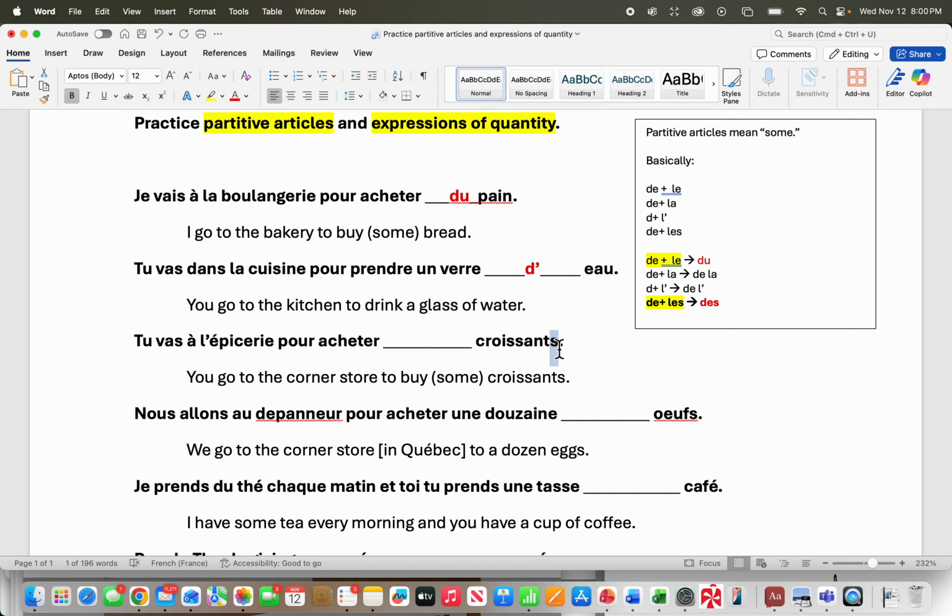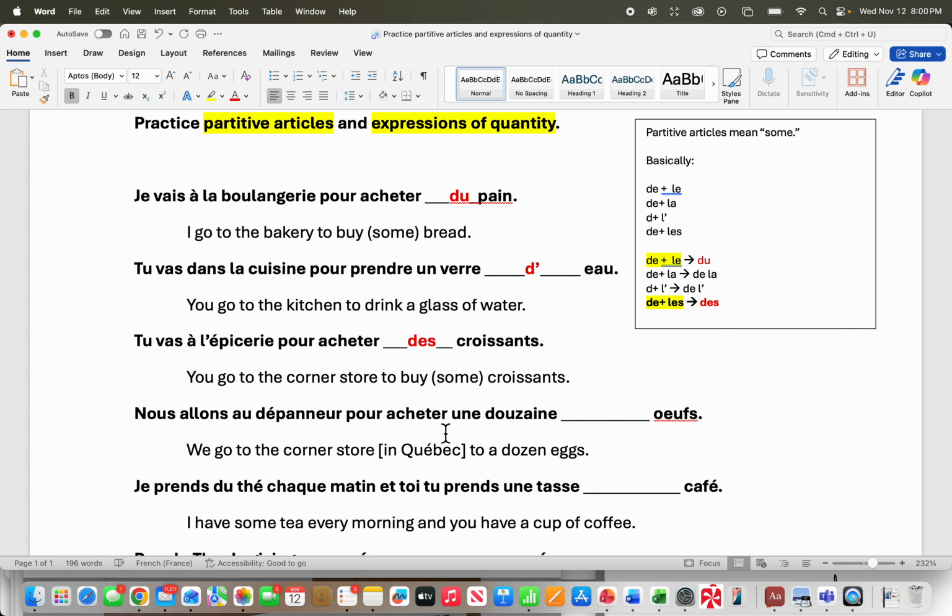Tu vas à l'épicerie pour acheter croissant. Okay, first of all, this ends in an S. Therefore, we know it is countable. So it's going to be de plus les, and we're going to end up with de. If this word ends in an S, there's a fantastic chance that you're going to be using de. Aha! But wait, let's see what we have here. I see a mistake.